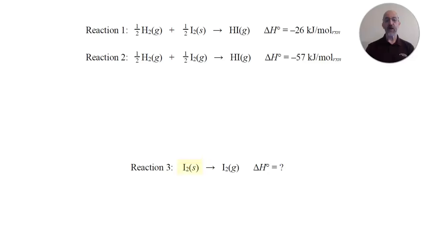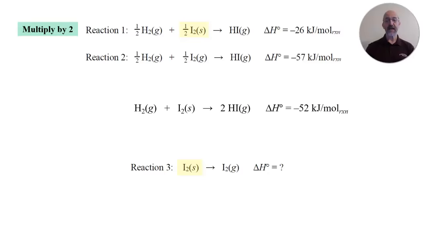The first thing that I notice is that I need 1 mole of solid iodine, or I2, to appear on the left. So in reaction 1, there is solid iodine on the left, but it has a coefficient of 1/2. So reaction 1 should be modified by multiplying by 2. And when I do that, then the delta H value will also be multiplied by 2. So negative 26 becomes negative 52. And the coefficients are 1, 1, and 2. So negative 52 kilojoules per mole of reaction.